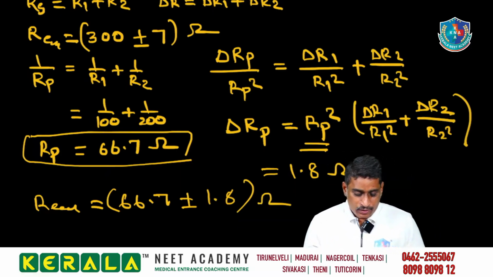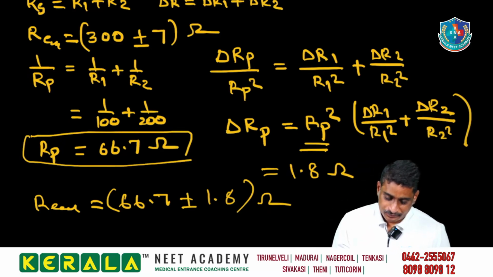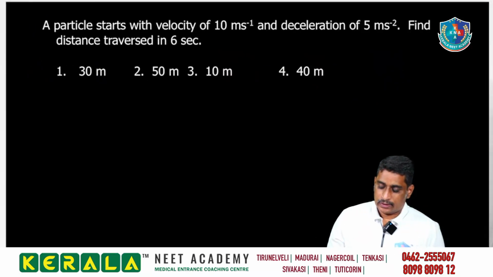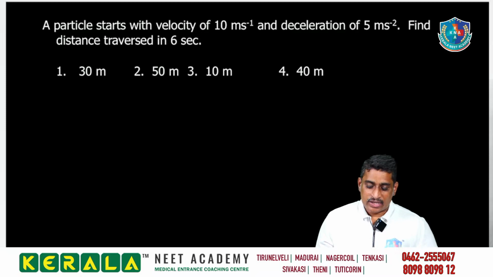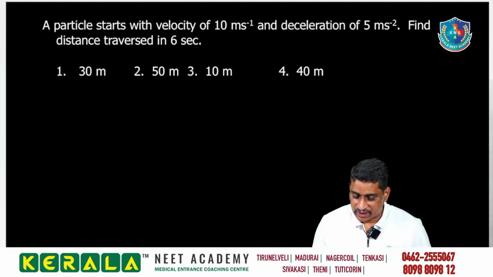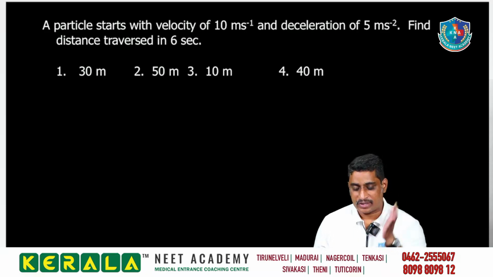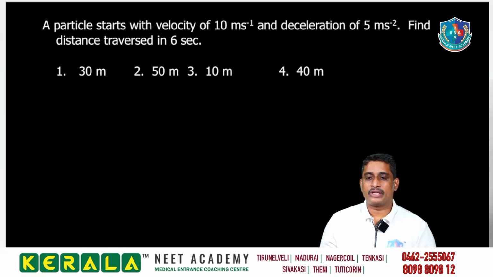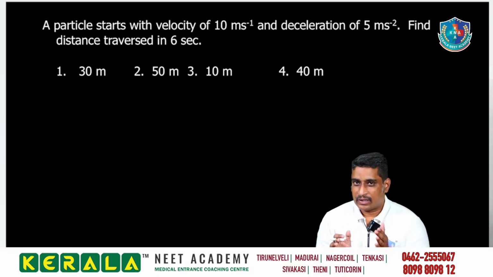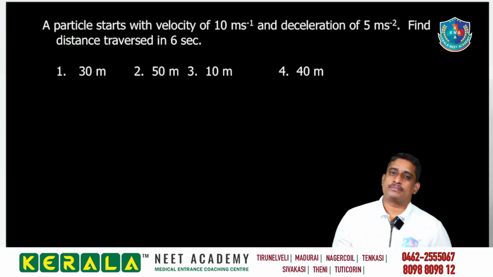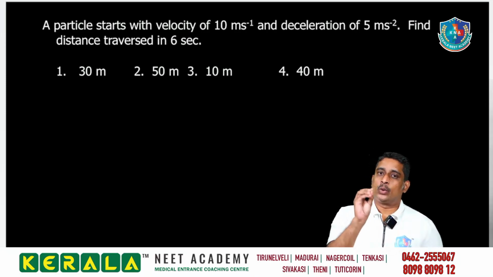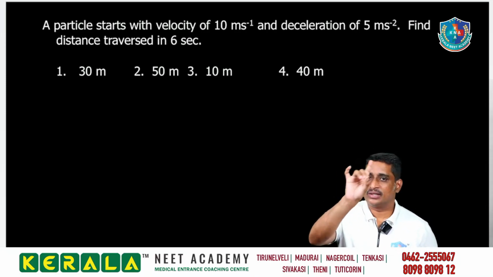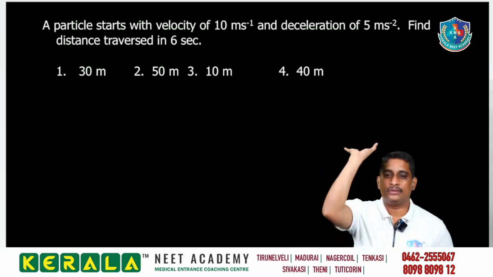Now come to the next question. Okay, just look at this question. A particle starts with a velocity of 10 meter per second and a deceleration of 5 meter per second square. Find the distance covered by the particle in 6 seconds. They are asking us to find out. Very clearly, already I have explained that by using kinematic equations, we can calculate only displacement covered by the particle, but not distance covered by the particle. You should be very careful.